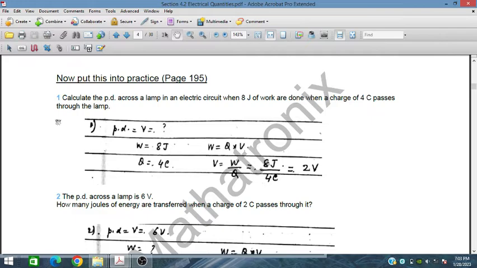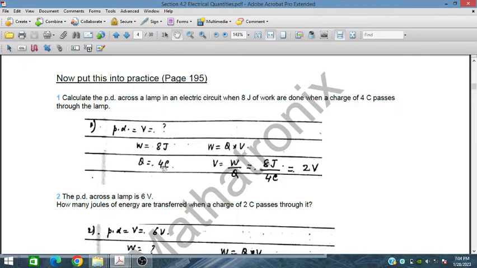Now put this into practice. Calculate the potential difference across a lamp in an electric circuit when 8 joules of work are done when a charge of 4 coulombs passes through the lamp. We have been given this information. We have to find the potential difference, and we are given the work done and the charge flow.